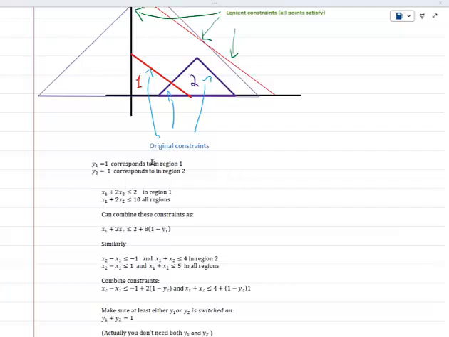Here I did 2 regions, but you can use the same strategy for more than 2 regions. You'll have several y's, one for each subregion, and then you'll have to make sure that at least one of the constraints is turned on in order to include all the regions and not to include any extra points.